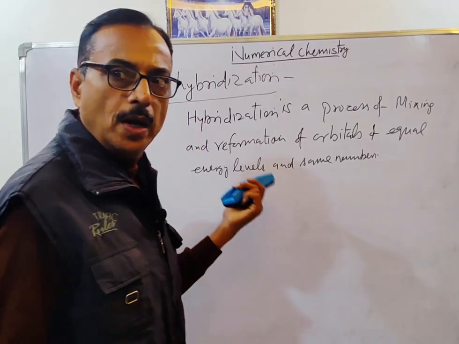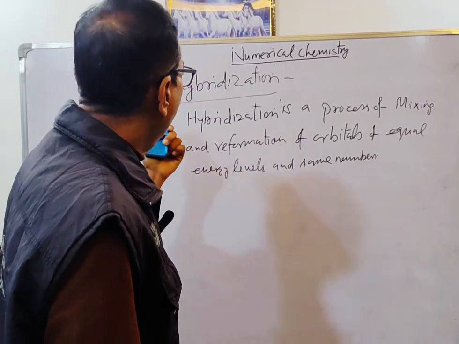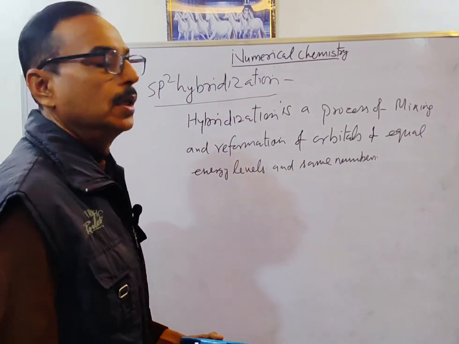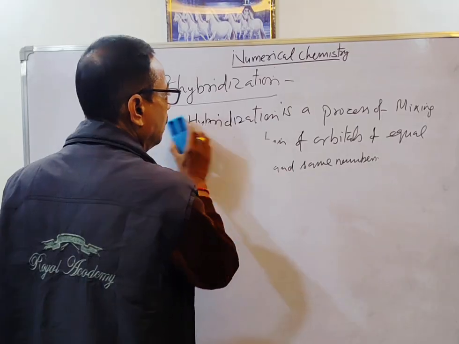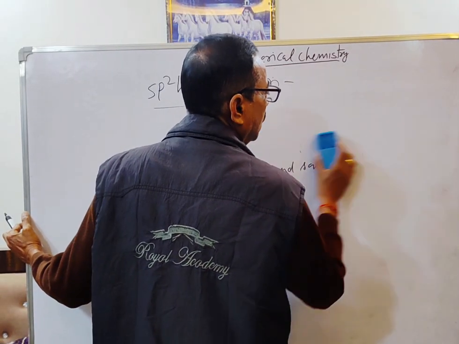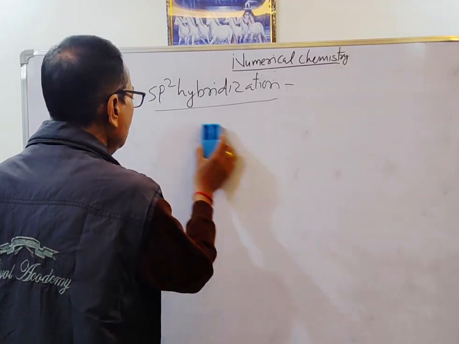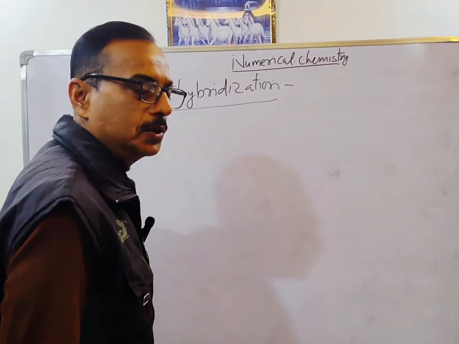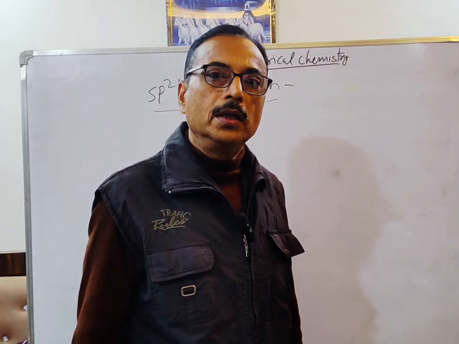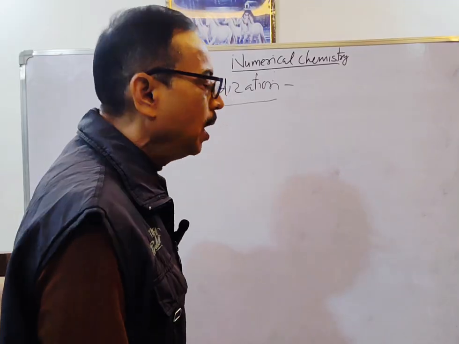In sp2 hybridization, one s and two p orbitals go under hybridization. Hybridization is a theoretical process. It is only a theoretical process by which we understand the structure and shape of the molecule.